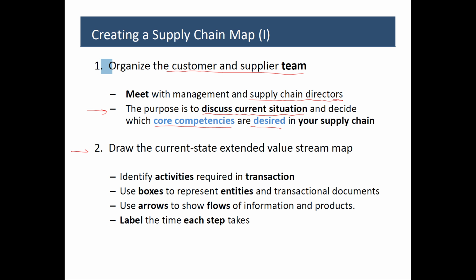What is happening then is that this team starts to draw the current processes. So they define the current state of this value stream map, we call it, or supply chain map. So together with customer and supplier, they draw the current state of the overall supply chain. And that means that they identify activities that are required in the transaction between the customer and the supplier and you yourself in your company. You use now boxes to represent entities and transactional documents like an envelope that we have seen also in our game. And then we use arrows to show the flow of information and products.